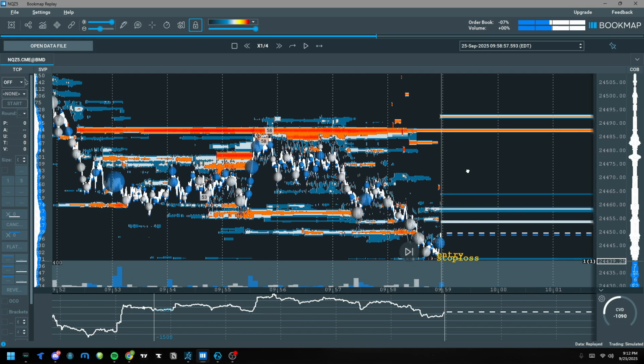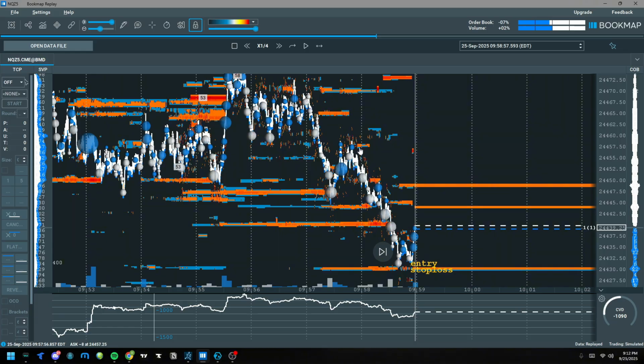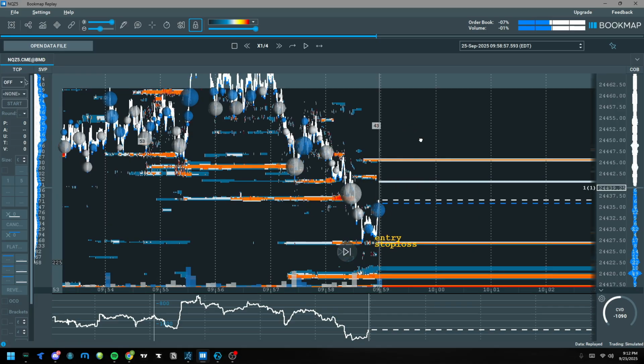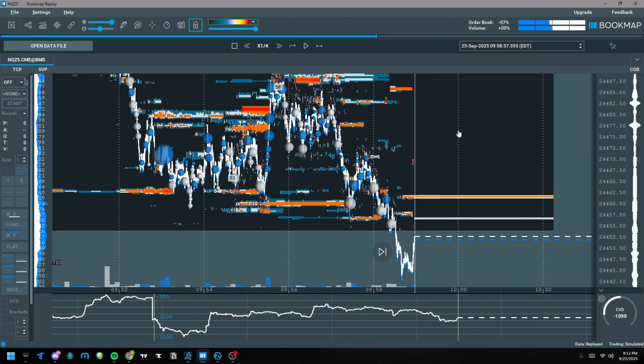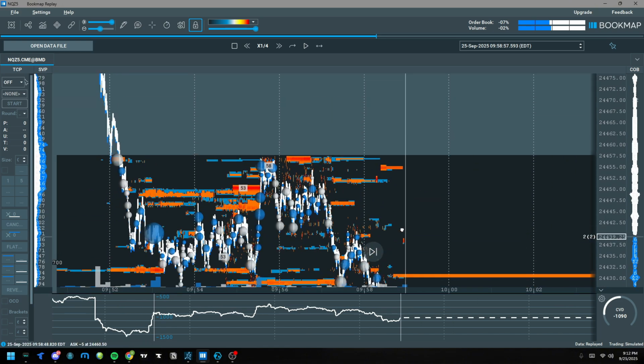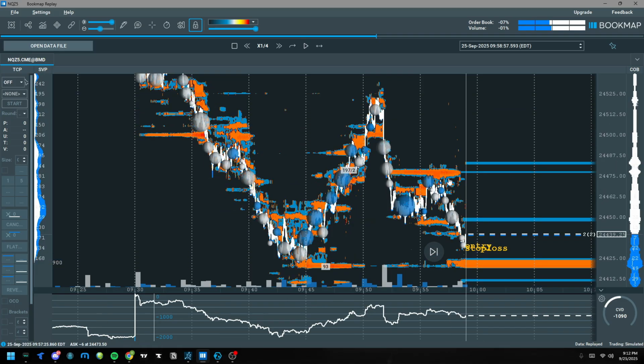So it would look something like, all right, if we break and maintain above this high, which is around the median of this, I will go break even. So I'll be risk free. Now, what do I target? You can see here, we had all these orders sitting here that we didn't take out. So this would have been your first target. So you could have taken a partial there.